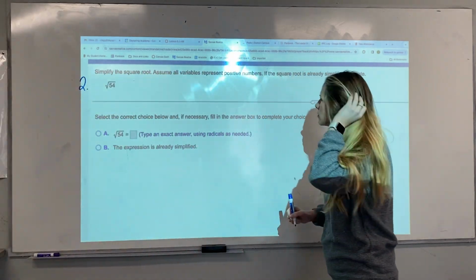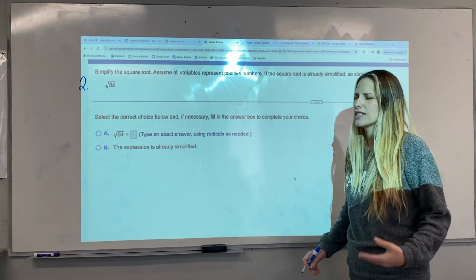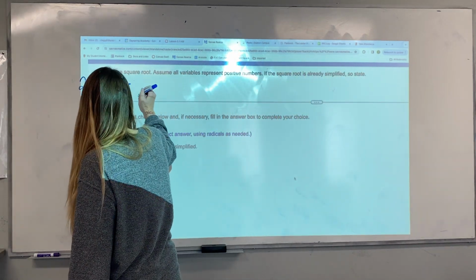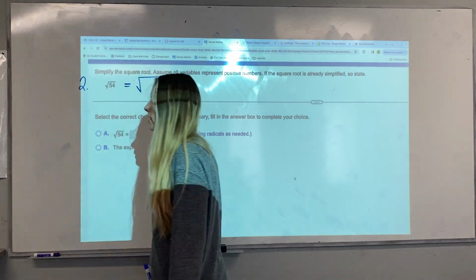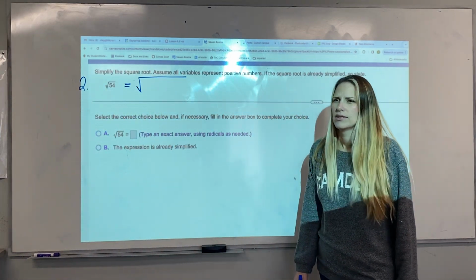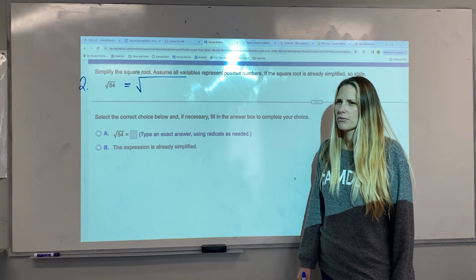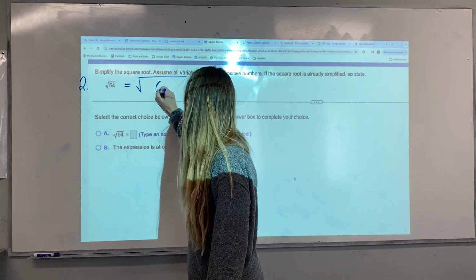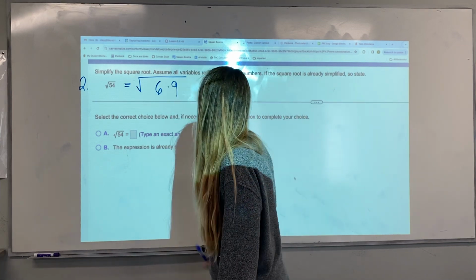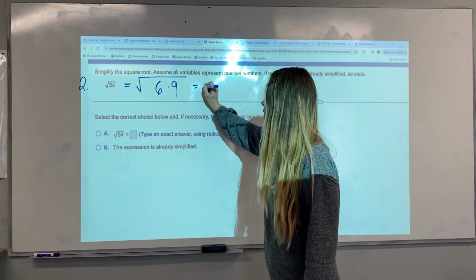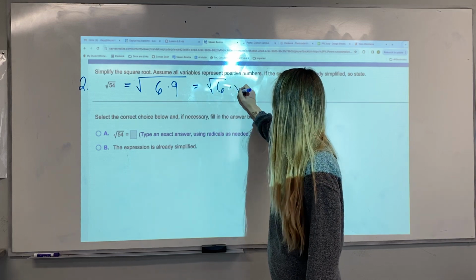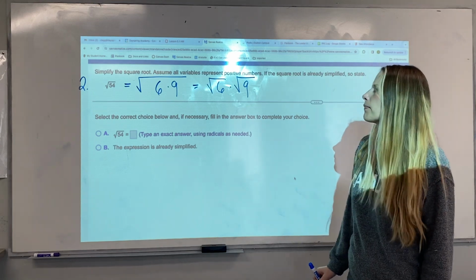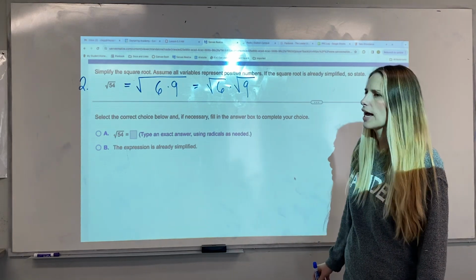Simplify the square root. Same thing. I give a lot of these easier ones for homework. All right. The square root of 54 can be written as 6 times 9. Very good. Can either of these be square rooted? Which one? 9. What's the square root of 9? 3.